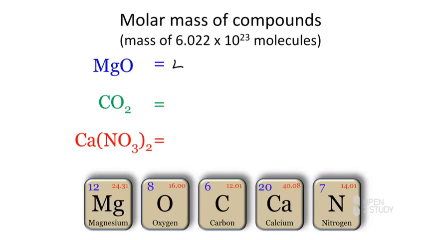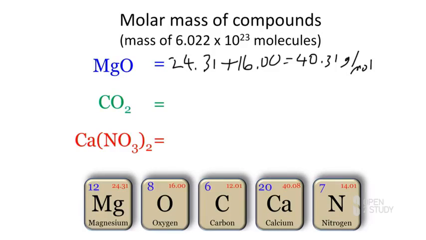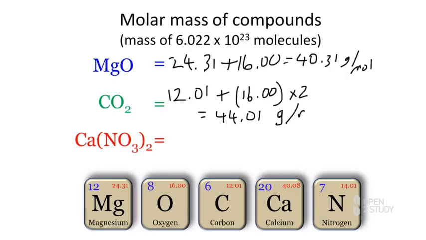So all I need to do is add those 2 values together, 24.31 plus 16, and that gives me a molar mass of 40.31 gram per mole. That's all we're doing when we're calculating the molar mass of a compound. A couple of others here for carbon dioxide. Carbon's here, oxygen's here, so that will be 12.01 for carbon plus, and note that carbon dioxide contains 2 oxygen atoms, so it will be the molar mass of oxygen times 2. Add them all up and we get 44.01 gram per mole.